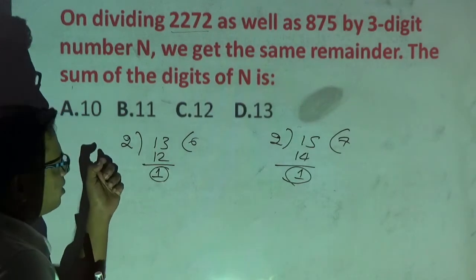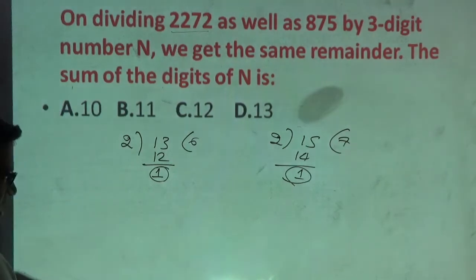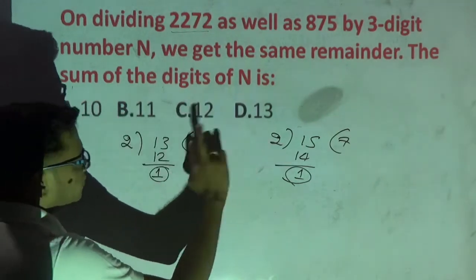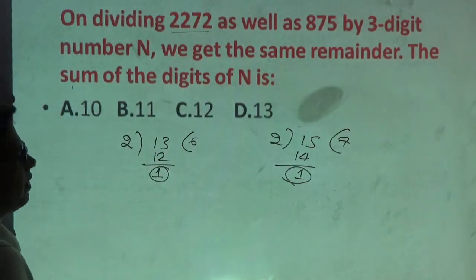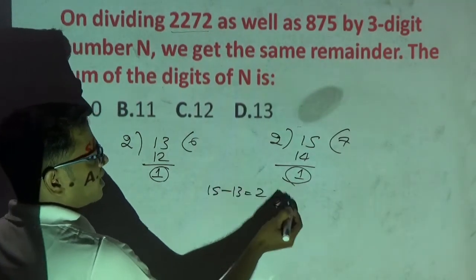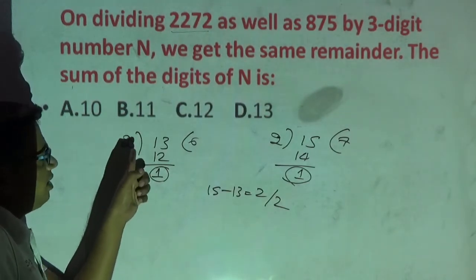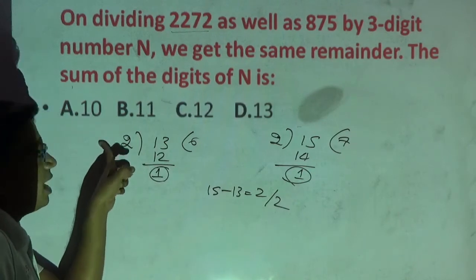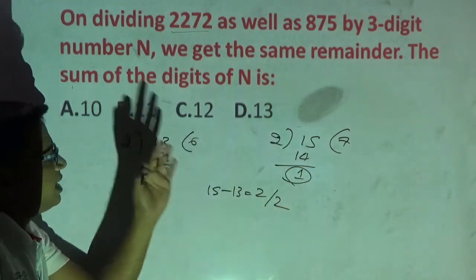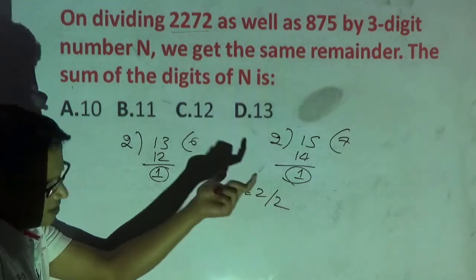On dividing a number by 2 and by 2, the remainders I got are the same. When you divide two different numbers by the same number and get the same remainder, then the difference of those two numbers, that is 15 and 13, is always divisible by the given number. I repeat, when you divide two different numbers by the same number and you get the same remainder, then the difference of those two numbers is always completely divisible by the given number. See, 2 is always divisible by 2.